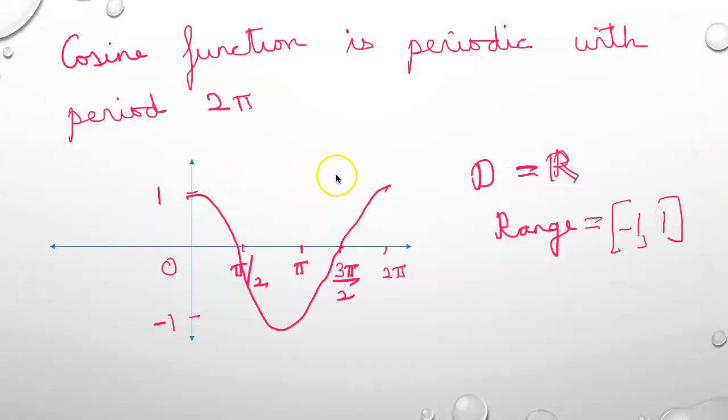The cosine function is periodic with period 2 pi. Here the domain is R and the range is again minus 1 to 1. So this is a graph of the cosine function and every interval of 0 to 2 pi it keeps repeating itself.